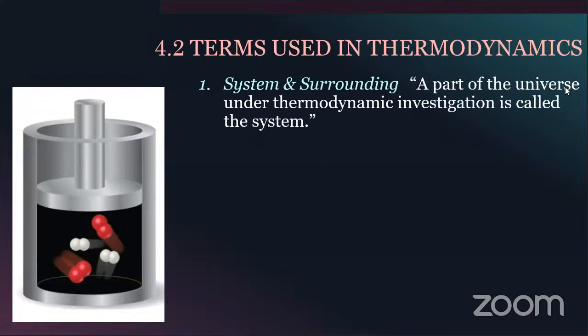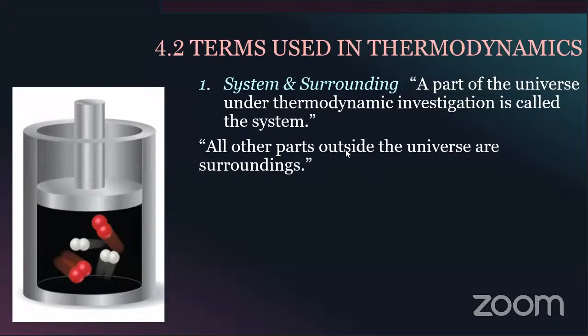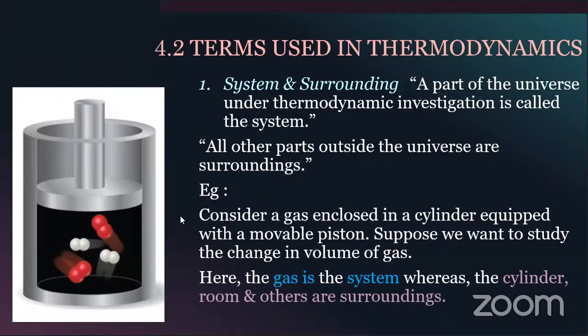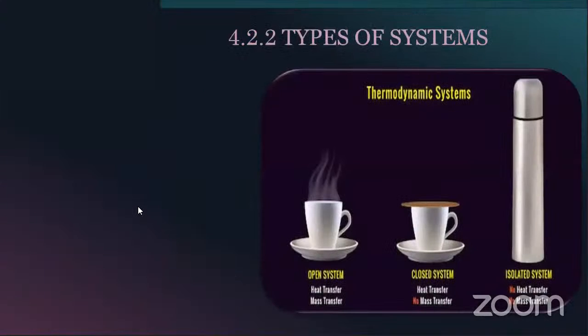Very good. So what is a system? A part of the universe under thermodynamic investigation. All other parts of the universe outside the system are surroundings. In this example, I've taken a gas and I want to check whether the gas is expanded or compressed. My gas is under thermodynamic investigation, and therefore it is the system, whereas everything else, the cylinder and the room in which the experiment is conducted, becomes the surrounding.